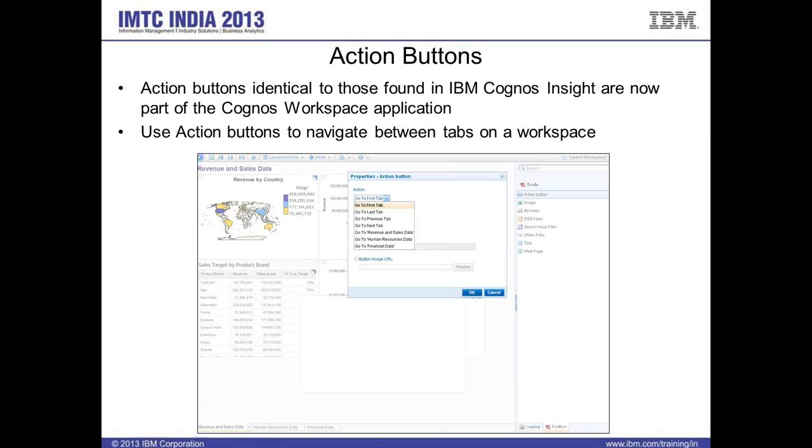So action buttons can be used for creating the navigation, and the interface for the action button is again very simple. You just need to drag that action button into the workspace wherever you want to place it, and it will ask you for predefined actions. So you can choose which tab you want to go to, and then you can customize the action button as per requirement. You can put a custom label, you can put a custom image on that action button, so that you give a consistent navigation feel on your single workspace.